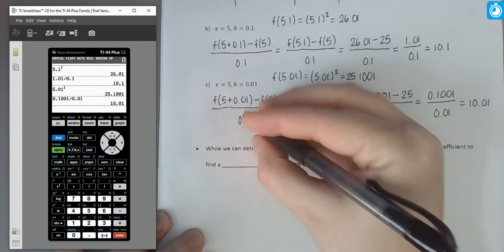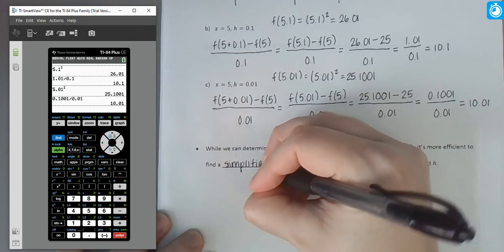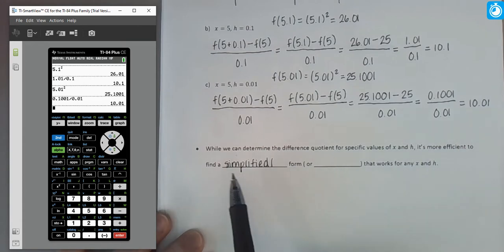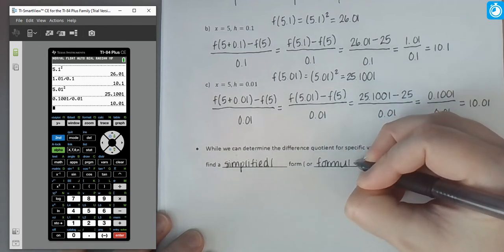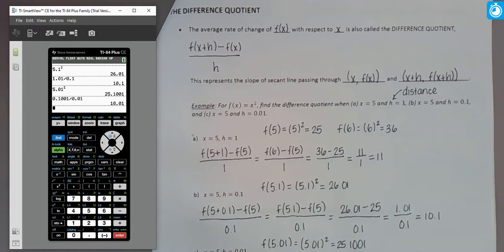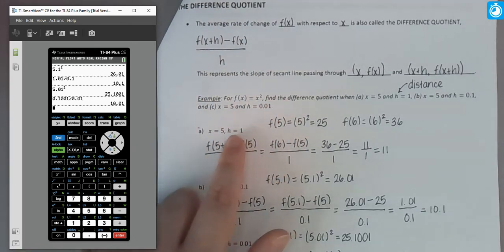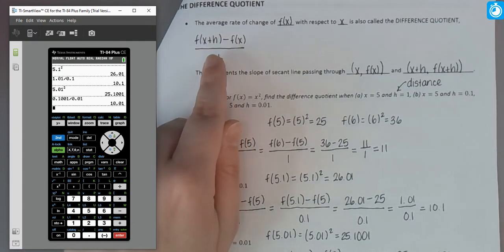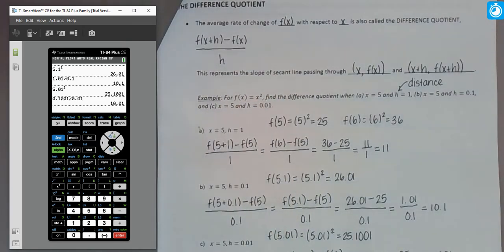Use it to find a simplified form with no specific values. Take the difference quotient as just an expression. Let's see, I already have the word form there. So find a simplified form, or what we can think of as a formula for the difference quotient for just x and h in general. In other words, imagine taking this particular expression and evaluating what this expression would look like, not with specific x and h values, but just x and h in general, but what f of x plus h and f of x looks like for this specific function, f of x is equal to x squared.